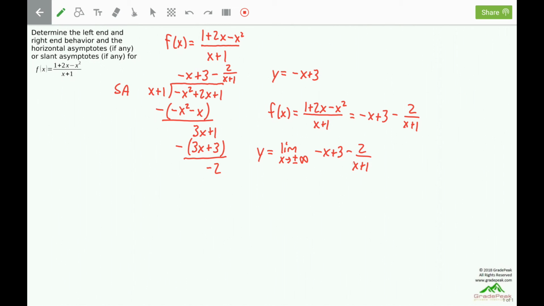The remainder term will go to 0 as x approaches positive or negative infinity. The result is negative x plus 3, and f of x has a slant asymptote of y equals negative x plus 3.